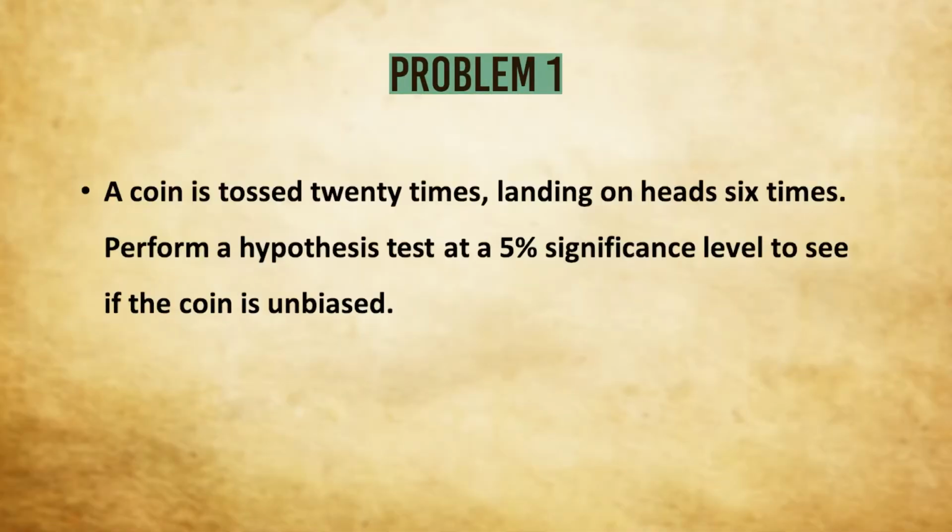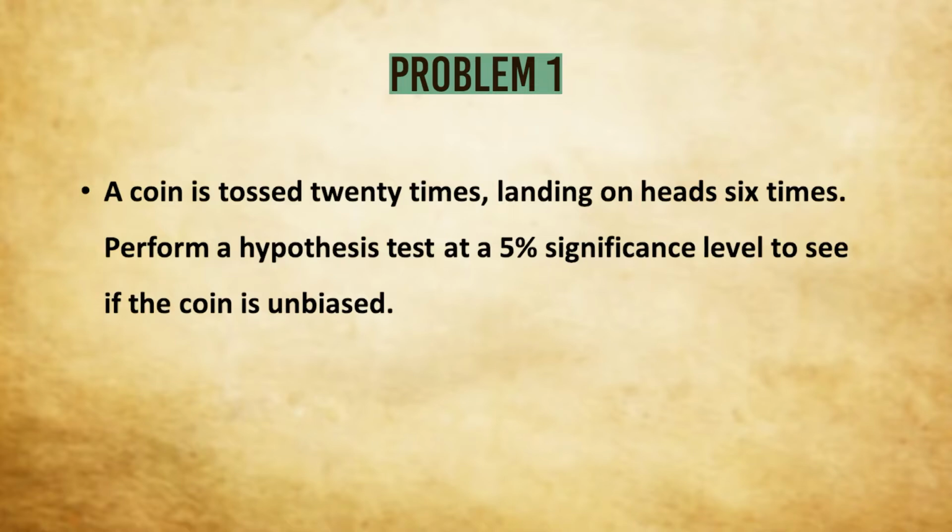We shall now try to work out some numerical examples with the help of binomial and Poisson distribution, as well as the concepts we have learned in our earlier lecture. Suppose a coin is tossed 20 times, landing on heads 6 times. Perform a hypothesis test at 5% significance level to see if the coin is unbiased.